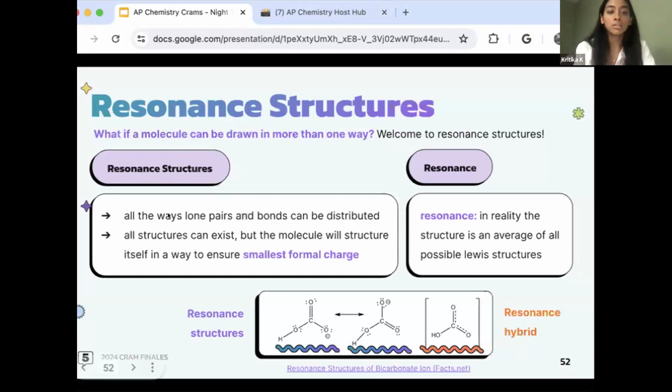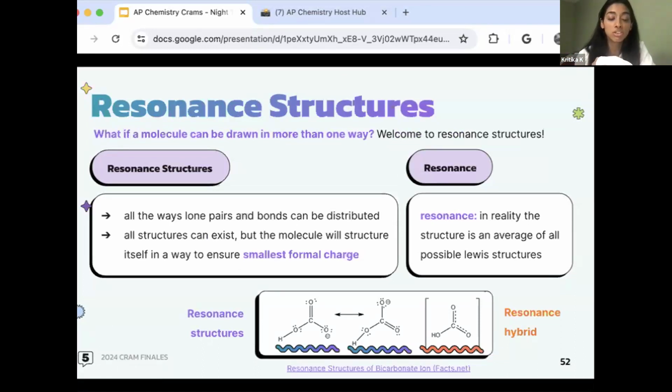So all lone pairs and bonds can be distributed in different ways. So the way that we see a molecule drawn on the paper with all its electrons in certain positions isn't how it's always going to be in real life. Because once again, the electrons are always moving around the molecule, so they can end up in different places.